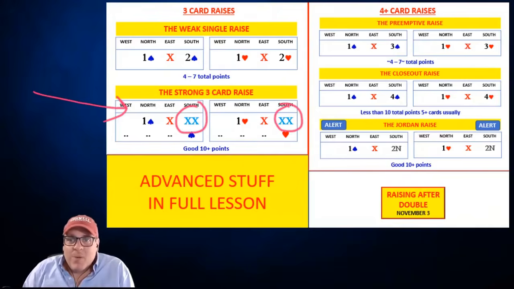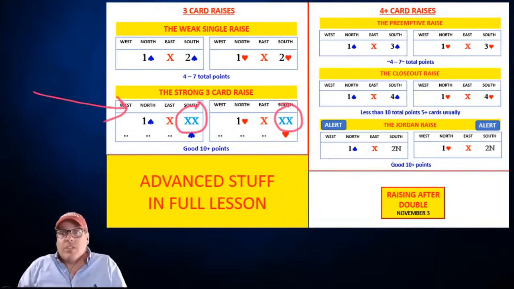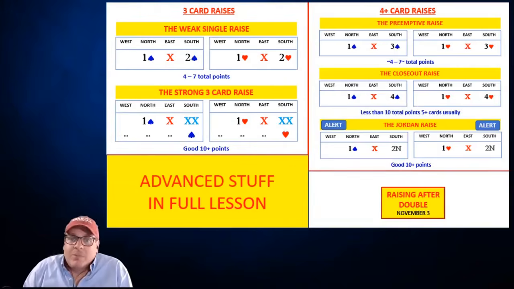Whenever the opponent's double and we have a good hand, we're going to start with a redouble as a responder, and then we're going to go from there usually. So here, this is a strong 3-card raise structure. The redouble would happen first, and then we would come back and raise partner's suit afterwards. So this is a very useful lesson, and this is a cool page to go over the highlights of what we should be playing for the most part.